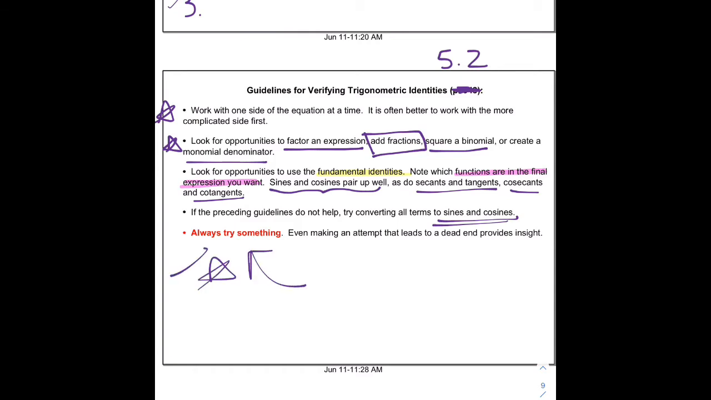Always try something. Because I think what a lot of times kids feel like is, I get this, I know what I'm doing, but if you don't practice, you don't learn how to get inside the vortex, because even making an attempt that leads to a dead end, I think provides valuable insight. I think you learn more from your mistakes.